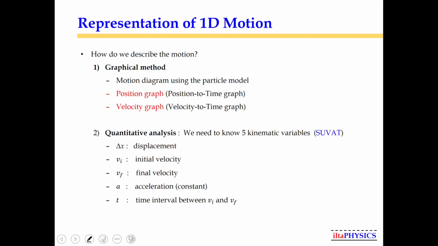In addition to this, today we are going to study how to represent motion with a position graph and a velocity graph. In the bigger picture, another way to describe and explain motion is to use formulas for quantitative analysis, which we will study next time. This method makes use of the 5 kinematic variables to quantitatively express motion through actual calculations. We'll go over this one by one in detail in the next lesson.